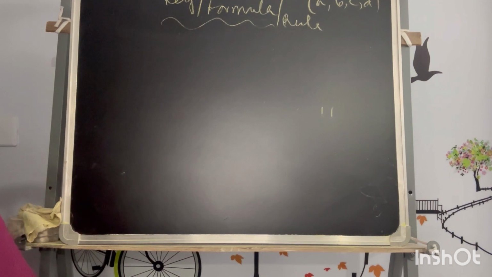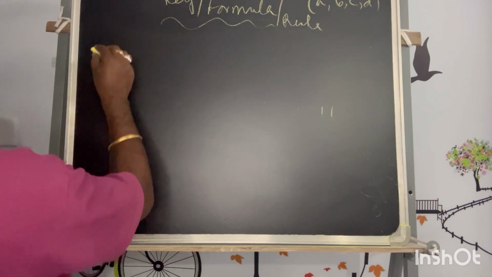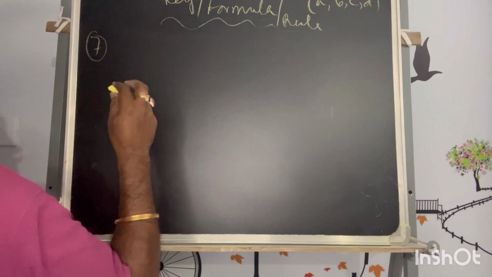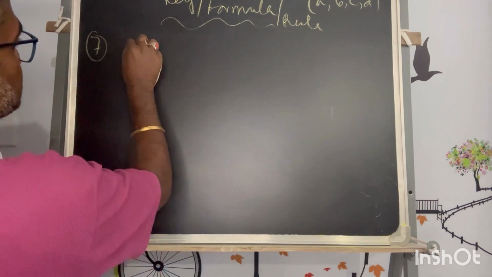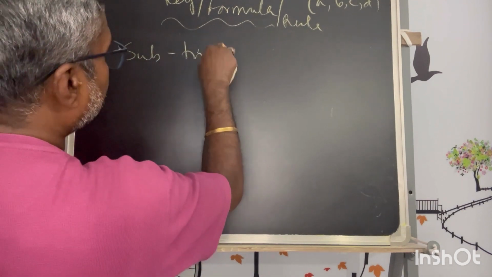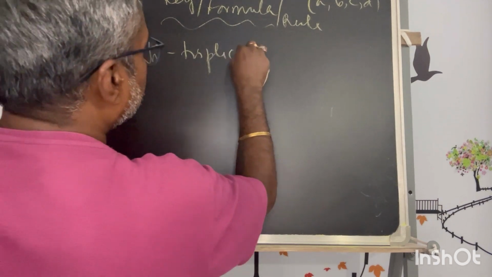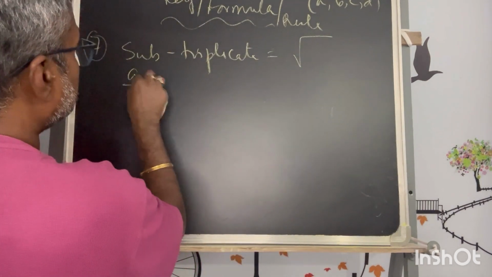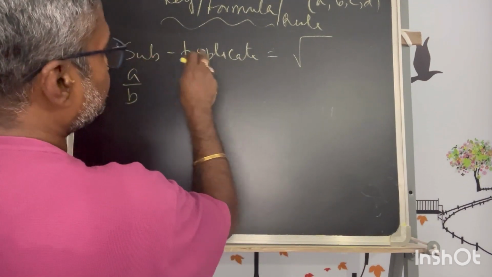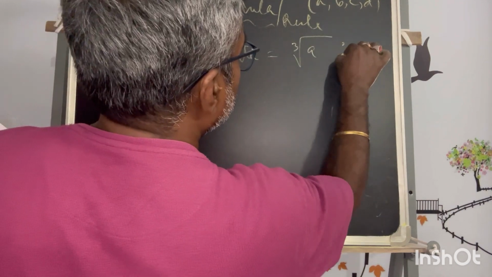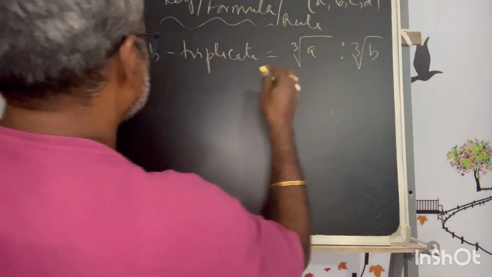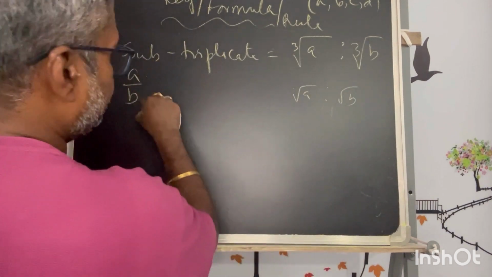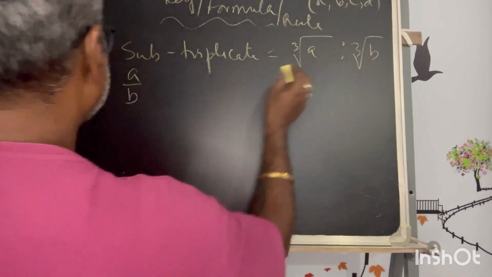Anything else? There is one more. Till now I have shown the triplicate ratio and sub duplicate ratio. There is one more, the sub triplicate ratio. For a by b, the sub triplicate ratio will be cube root of a is to cube root of b. In other cases I have shown sub duplicate, where sub duplicate is square root of a is to square root of b for this same, and sub triplicate is, I forgot.